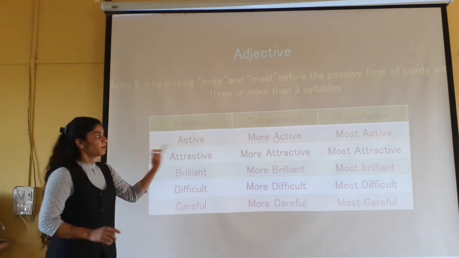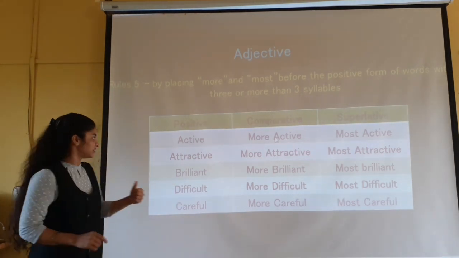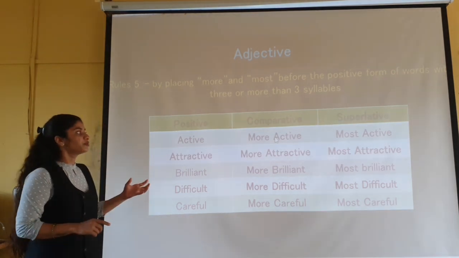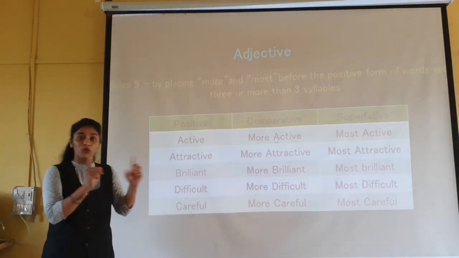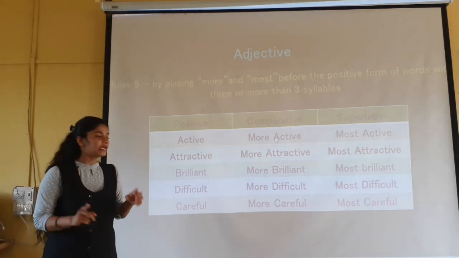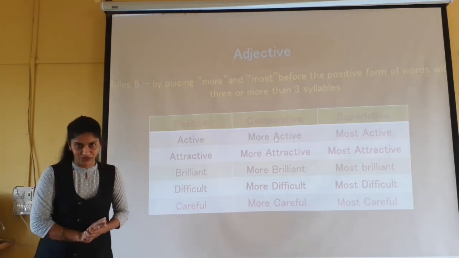Okay, active, more active, most active; attractive, more attractive, most attractive; brilliant, more brilliant, most brilliant. See, dear kids, we are not going to say active, activer, activist. We are going to say more active, most active. Okay, difficult, more difficult, most difficult; careful, more careful, most careful.